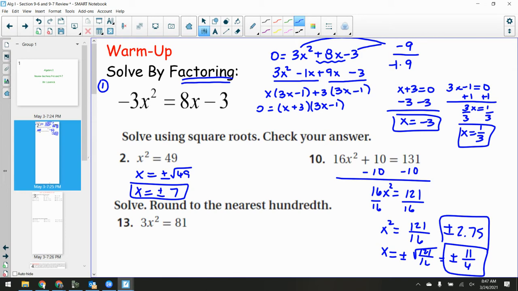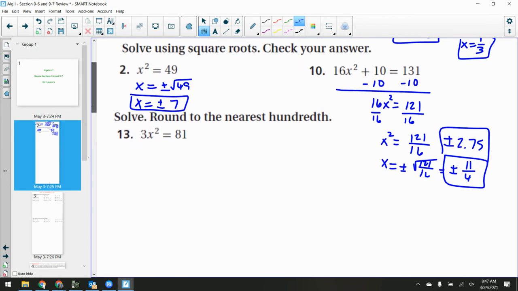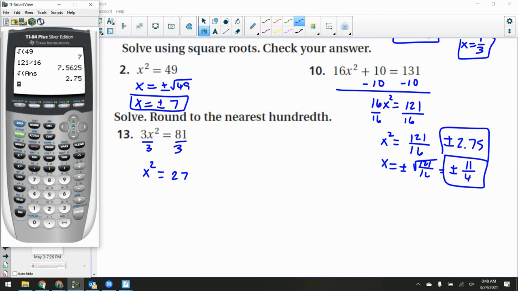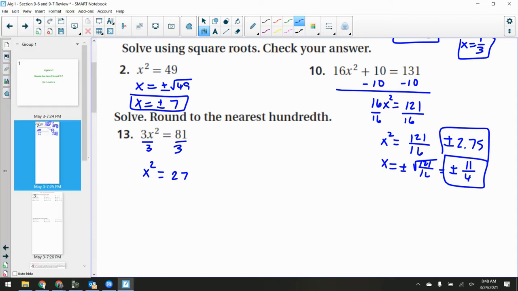Number 13. What do I have to do before I square root? Divide by 3 over to the other side. I divide by 3, and that gets me x squared is equal to 27. And now I can square root. I square root 27, and that gets me 5 point, round to the nearest hundredth. Actually, that would jump it up to 5.20, right? X is equal to 5.20.